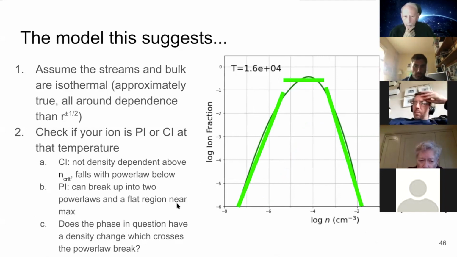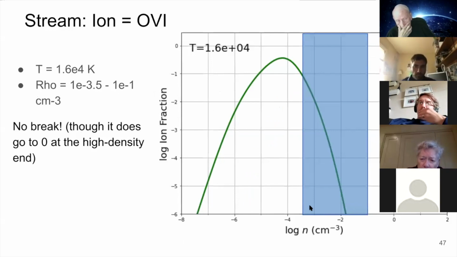And these are not perfect power laws, of course, don't get me wrong. I know these are more complicated than that. But if you don't go over one of these breaks, if you don't have a density change in your phase over one of these, then what you're going to get is going to look like a power law. So what do I mean?